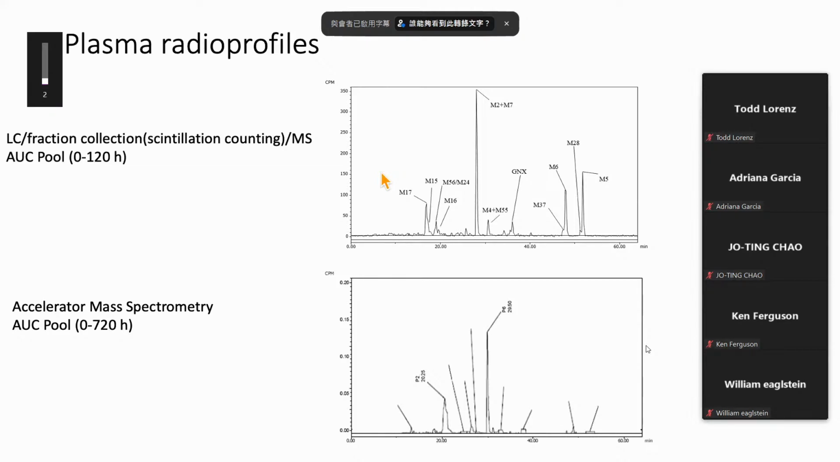When you go out to really long time points, the total amount of radioactivity in the samples gets really low. You have to use the extreme sensitivity of the accelerator mass spectrometry, the same tool that's used for carbon-14 dating, to measure the radioactivity in these fractions. But it works quite well. And you get out a chromatogram that you can compare to the chromatogram that you had before. So we still had one or maybe two peaks that we would have to worry about as being over 10%.